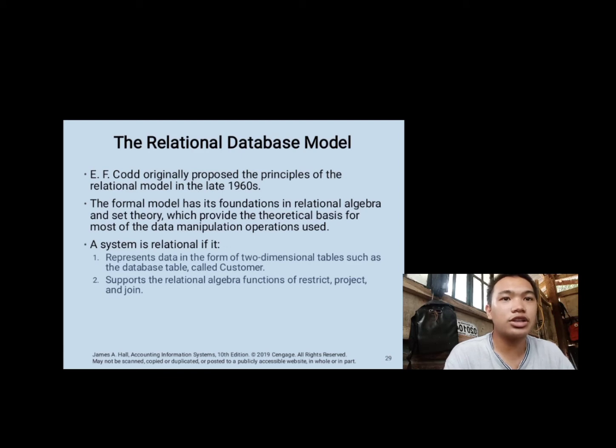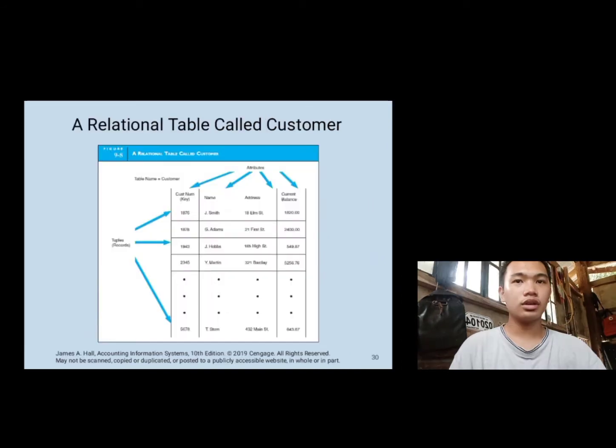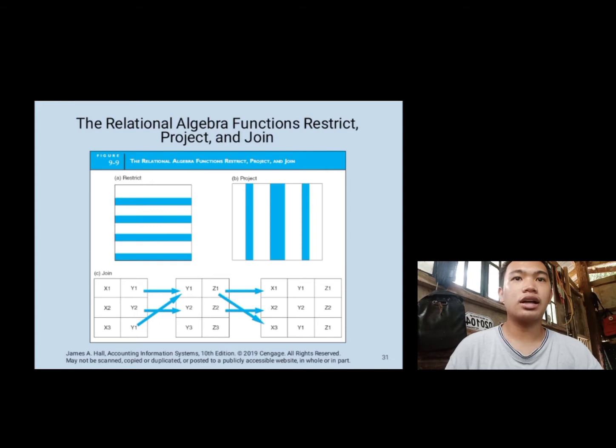A system is relational if it, one, represents data in the form of two-dimensional tables, such as the database table called customer, and two, supports the relational algebra functions of restrict, project, and join. So this is an illustration showing a relational table called customer and the relational algebra functions restrict, project, and join.